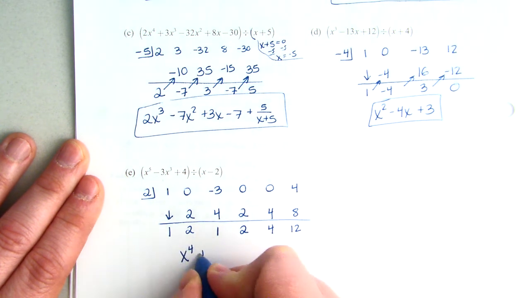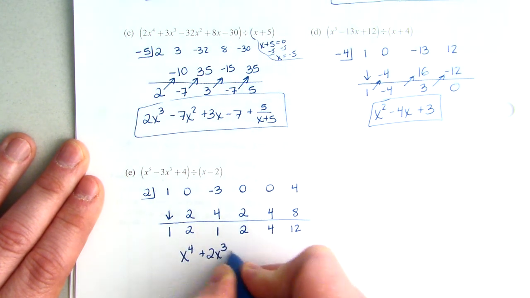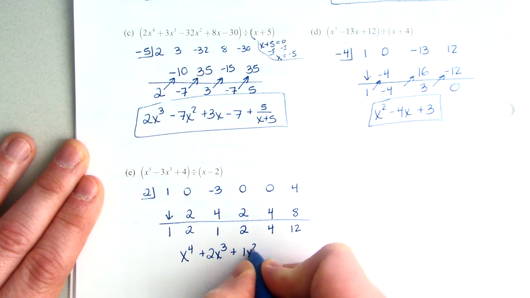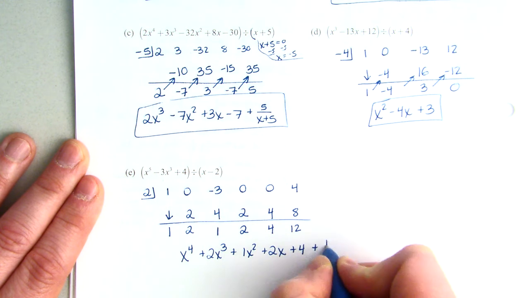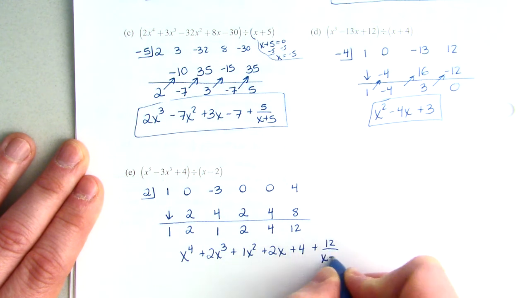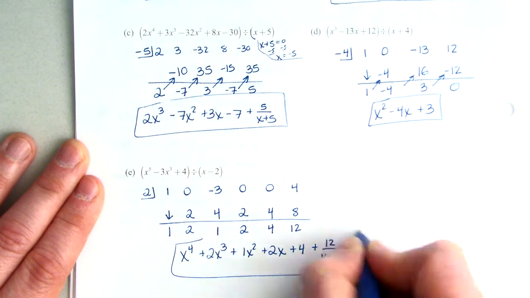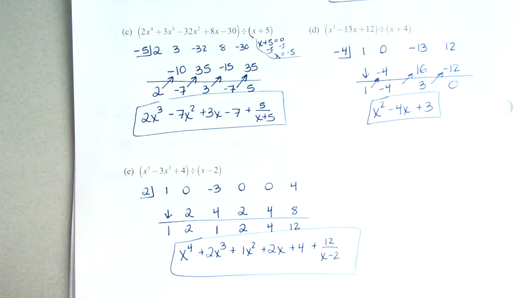x to the 4th plus 2x cubed minus 1x squared plus 2x plus 4, plus 12 over x minus 2. And that is your answer. And this is synthetic division. I'll make the video pause if there's anything you need to catch up on from this page.